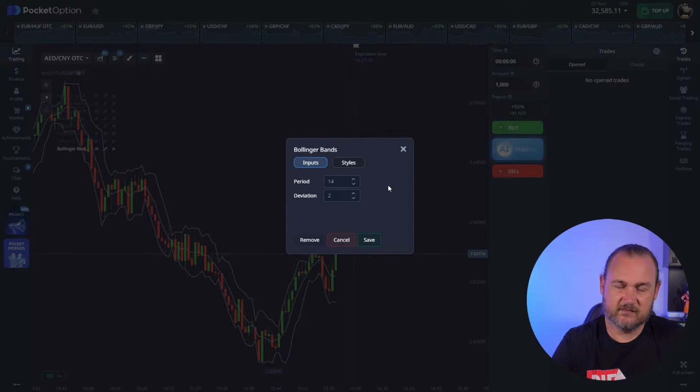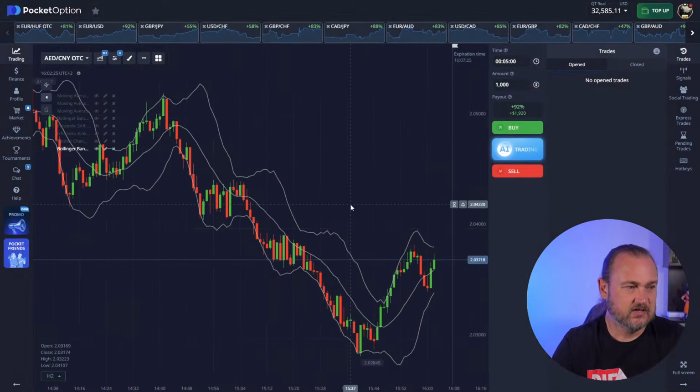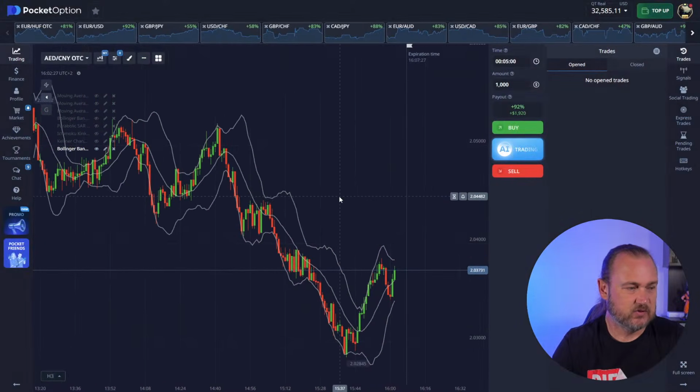But on the very short time frames, like 1 minute or 10 seconds or even 5 minutes, I prefer to have it set to a 14 period. Okay, so let's have a look at what these Bollinger Bands look like.